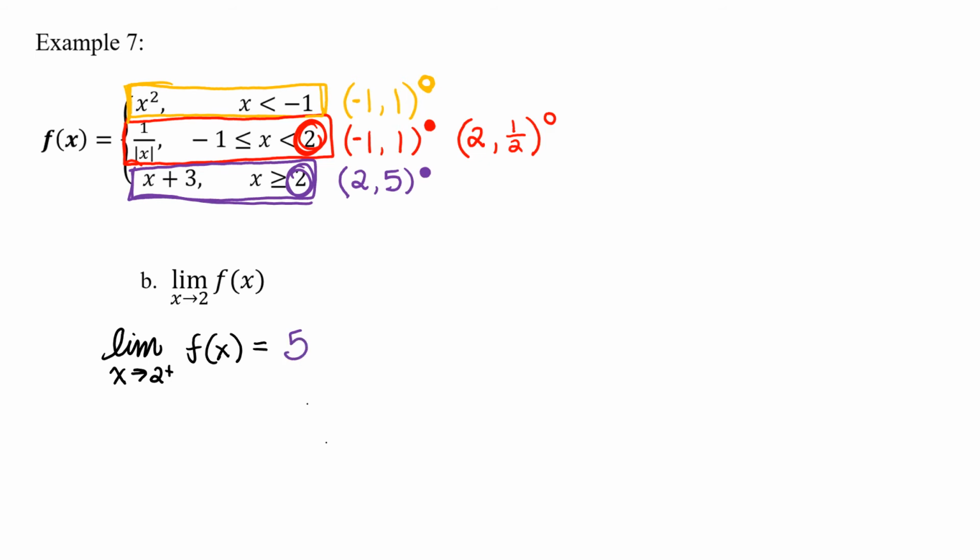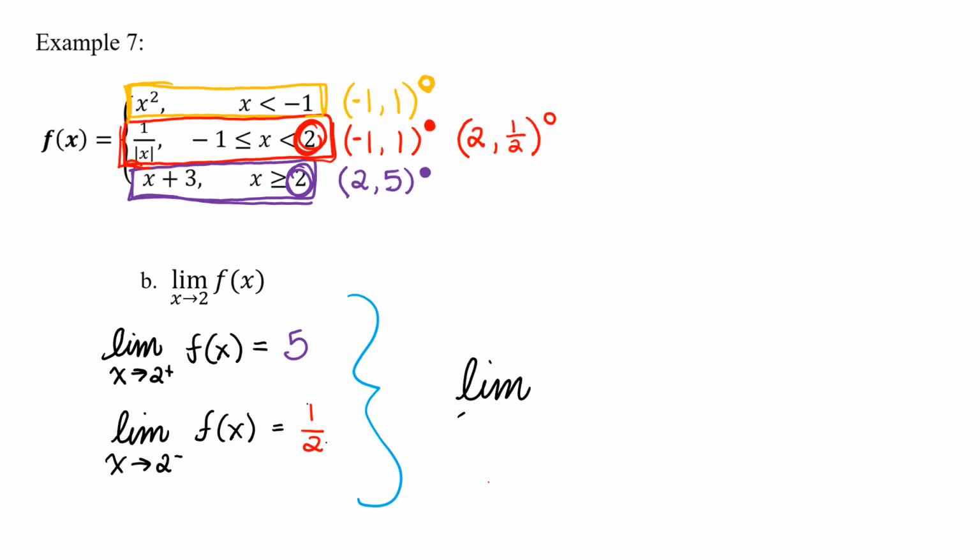And then we need to look at our left-hand limit. So that's the limit as x approaches 2 from the left of f of x. And that's going to be looking at what happens in the piece where x is smaller than 2. So that's our 1 over the absolute value of x piece. So our left-hand limit is going to be 1/2. Now, our left and right-hand limits are not equal. So that means that the overall limit, the limit as x approaches 2 of f of x, does not exist.